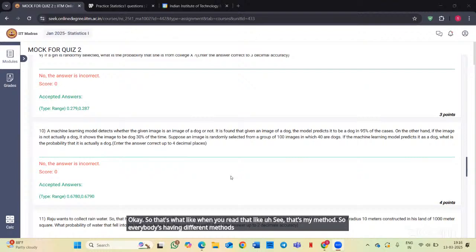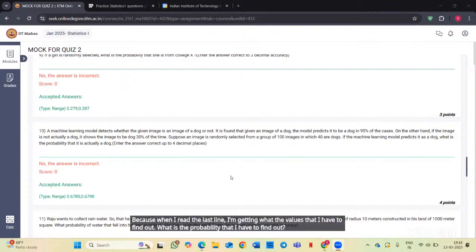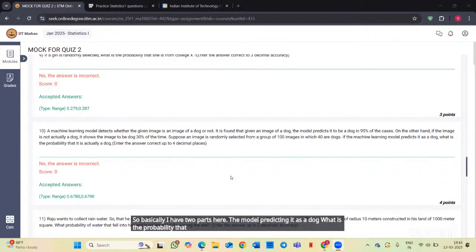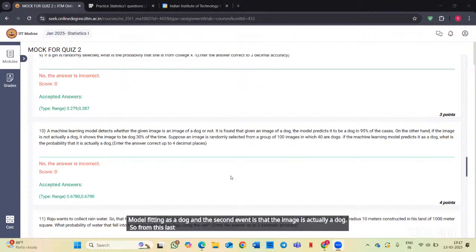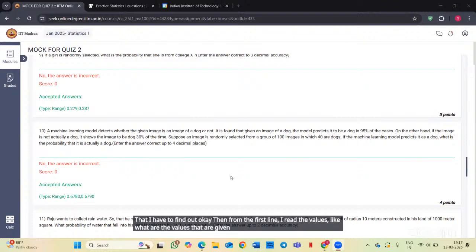I think this is much easier for me, because when I read the last line, I get what values I have to find out. What is the probability that I have to find out? So basically, I have two parts here: the model predicting it as a dog, and the probability that it is actually a dog. So these are two events here. The model predicting a dog, and the second event is that the image is actually a dog. From this last line, I got the two events. Then from the first line, I read the values that are given. I just write it according to the formula, and in that way, I solve the questions.